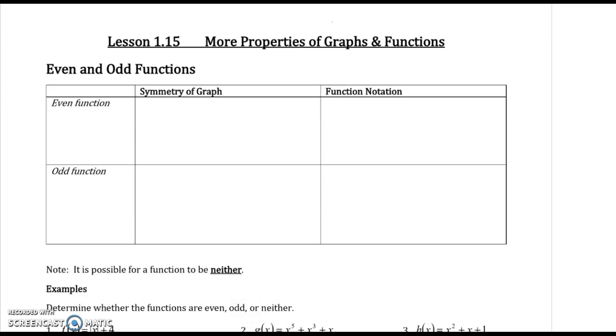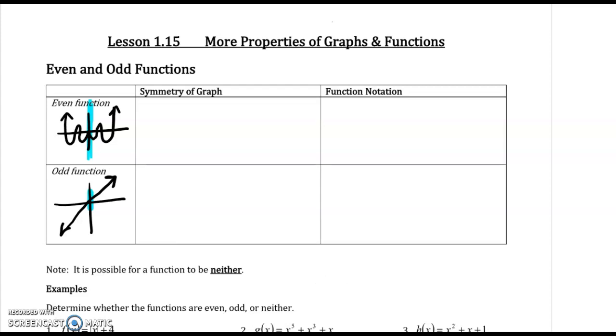Let me draw a picture of what an even function would look like. That would be an even function. And an odd function might look like this. The main idea is that an even function has a mirror, or a line of symmetry, right at the y-axis, and an odd function has symmetry around the origin. Let me show you what that might mean.